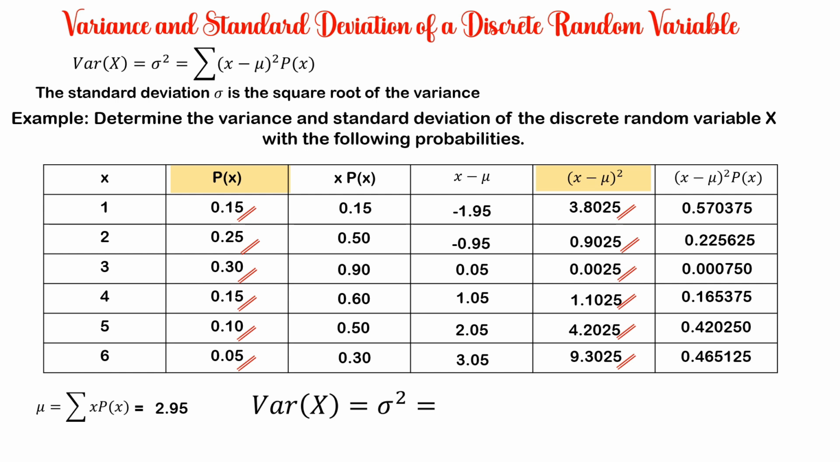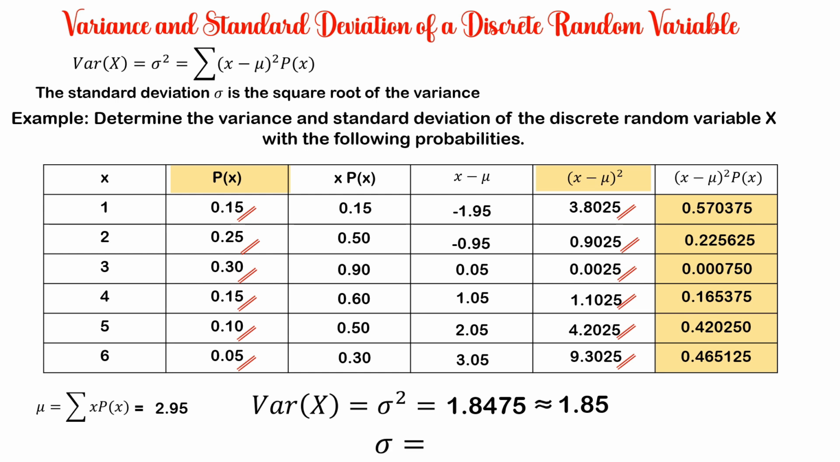Of course, we are now ready to solve for the variance of this discrete random variable. So we have var of x, or the same as sigma squared, is equal to the summation of the results. So we are going to add the following results. And of course, you will get an answer of 1.8475, or approximately, the variance of this discrete random variable is equal to 1.85.